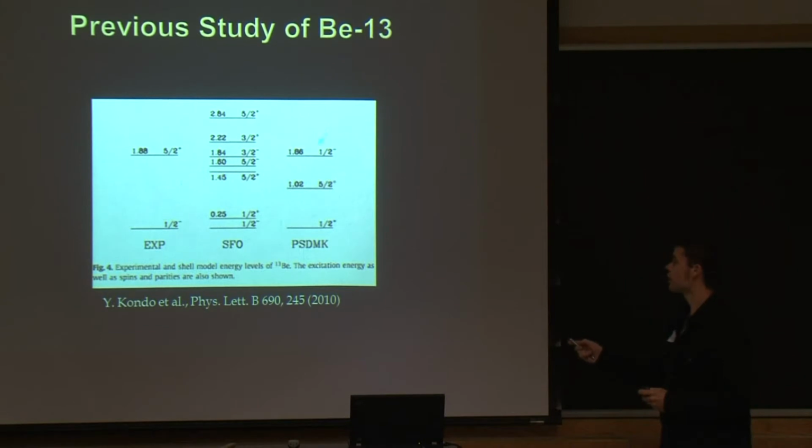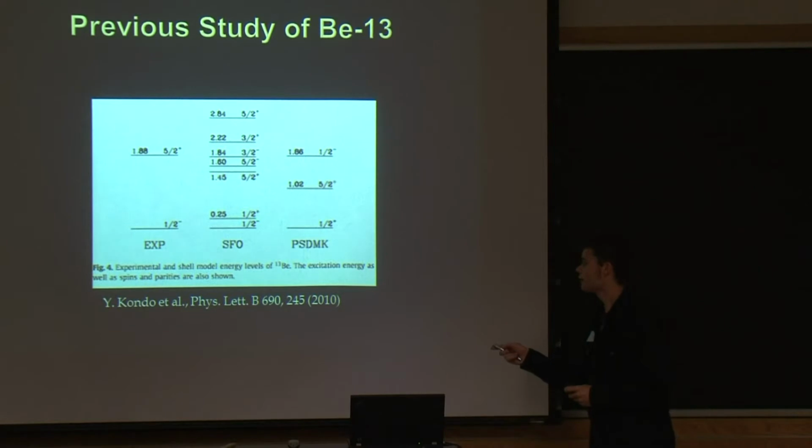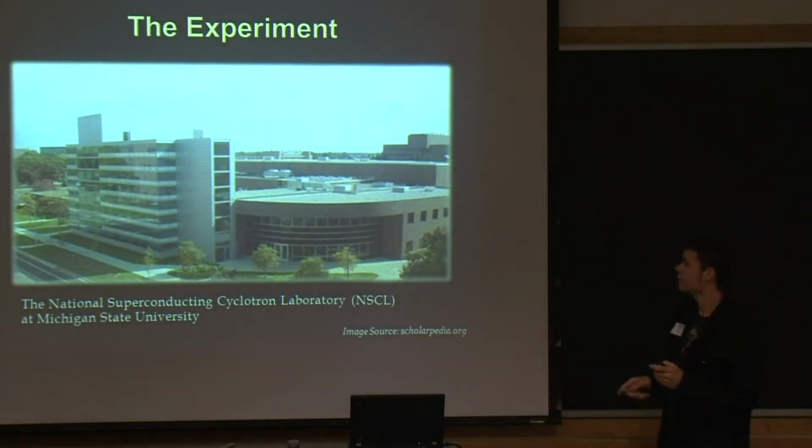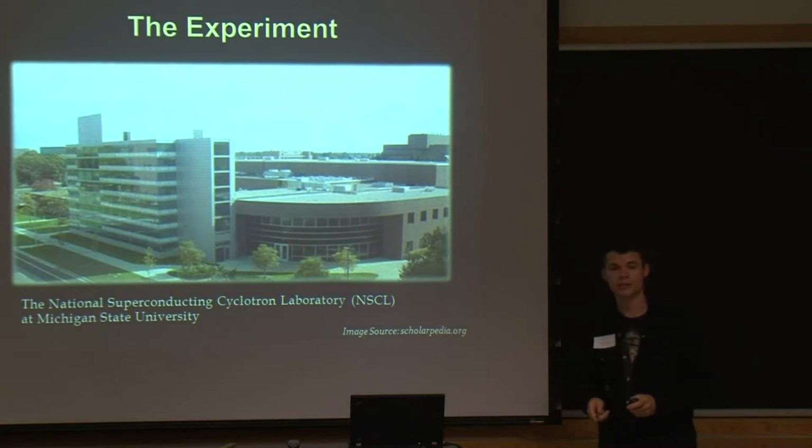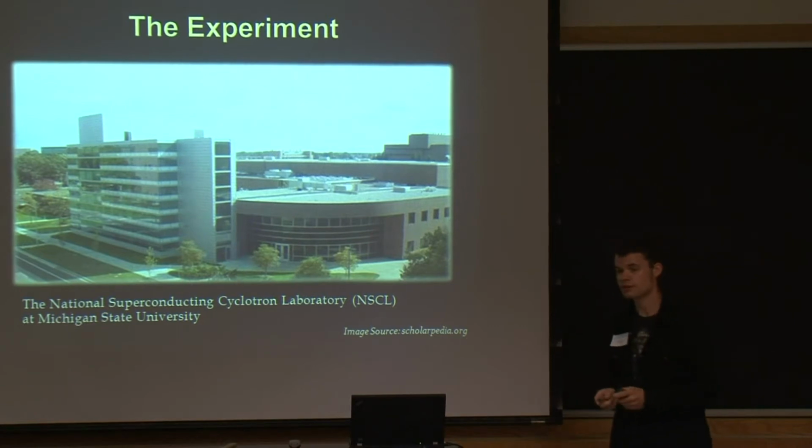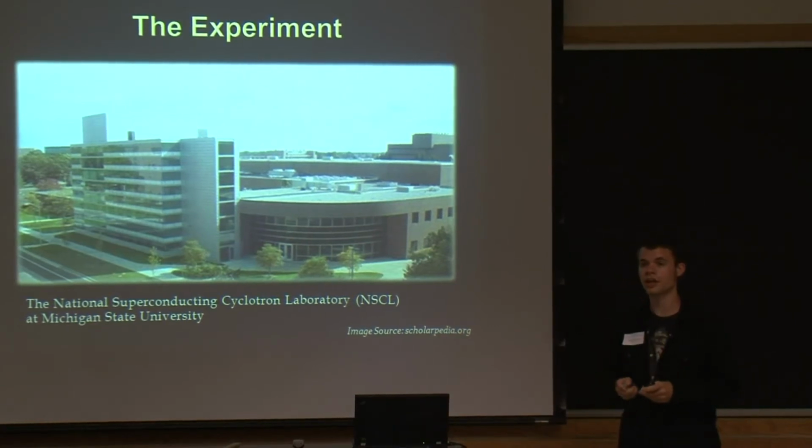These are 2 competing shell model calculations for the energy levels of valence neutrons in beryllium-13. They do not agree. Which is correct? Well, it would seem neither. This is what the Japanese actually saw. So this is really what we're driving at with this experiment. And the experiment itself was performed at Michigan State University at the National Superconducting Cyclotron Laboratory. This is a facility that specializes in producing beams of rare isotopes.